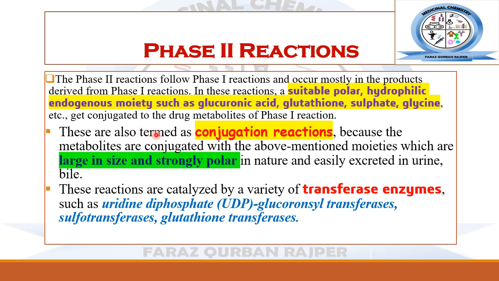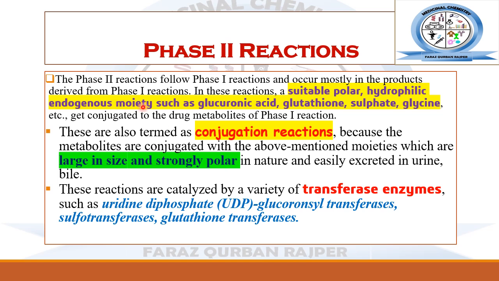These reactions are also called conjugation reactions because in these reactions the drug metabolite is conjugated, condensed or combined with these endogenous moieties. After going through conjugation, obviously the drug molecule will become larger in size and also strongly polar.